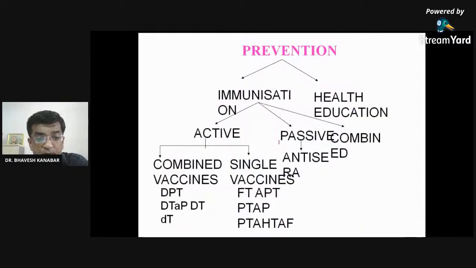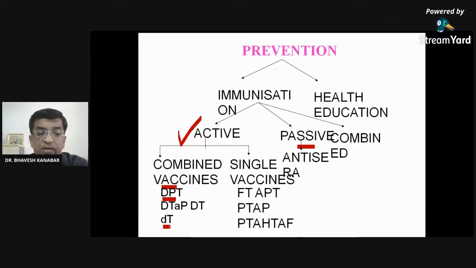So immunization: there are combined vaccines, active immunization and passive immunization. We are doing active immunization with the help of the combined vaccine. DPT vaccine is used for the booster dose. Previously it was used for the doses within 1 year, but nowadays within 1 year, the pentavalent vaccine is used.